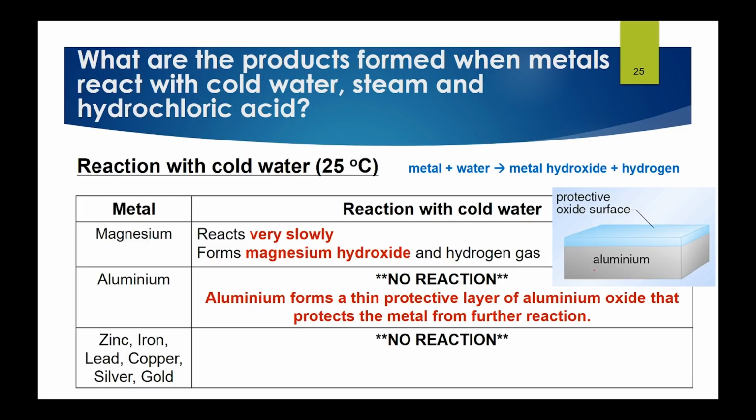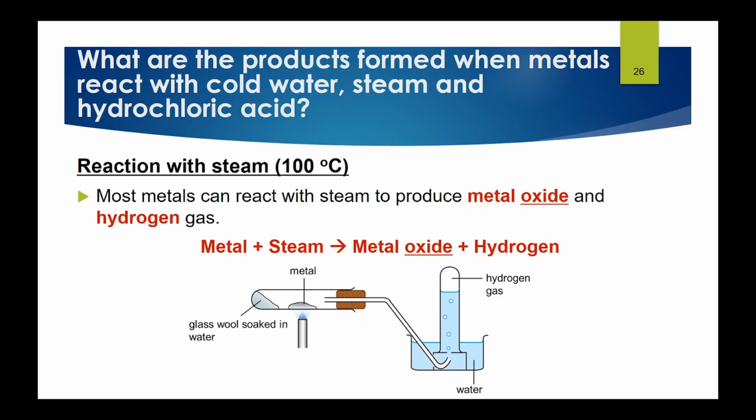And this is what it looks like. So you have the aluminium over here, and because it's being exposed to air once you take it out and it reacts with the oxygen, it actually forms this oxide layer at the top, and also at the edges and bottom. It forms surrounding the entire structure, and it prevents any form of reaction from taking place. And for the last few metals, zinc, iron, lead, copper, silver and gold, it simply just doesn't react with cold water. Now let's take a look at a second reaction with steam.